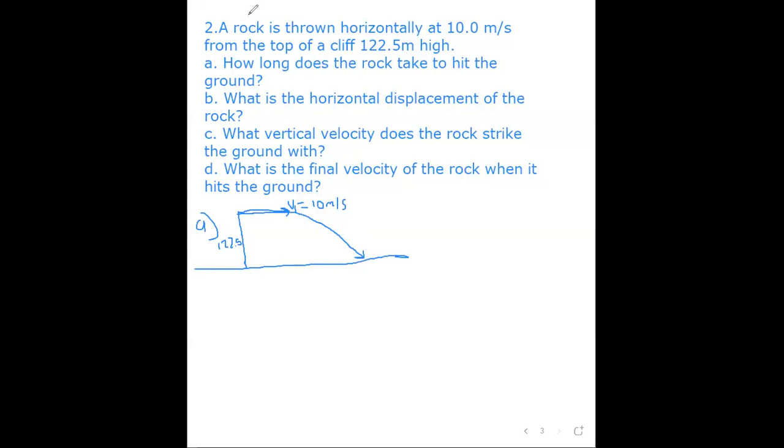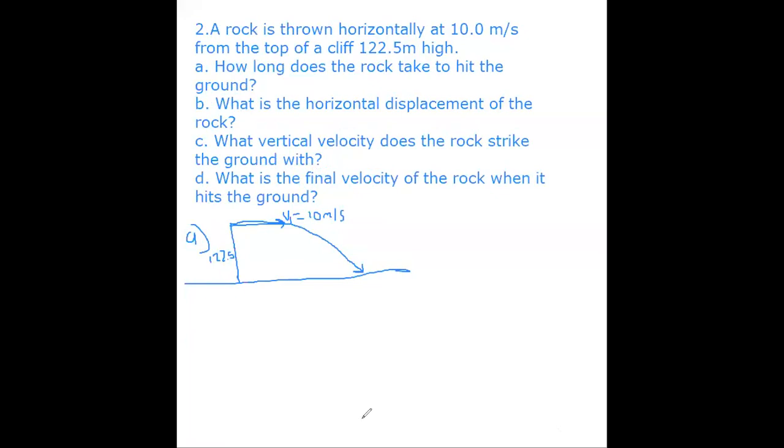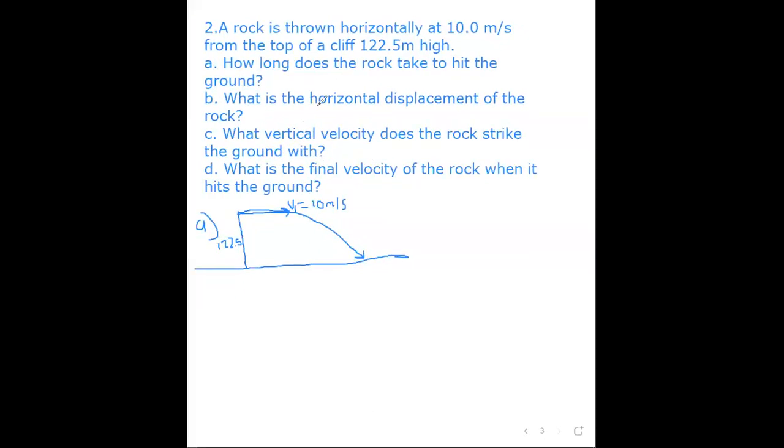Part A says, how long does the rock take to hit the ground? I'll give you guys 5 minutes to try and get an answer for A, B, C, and D. And then like yesterday, just send me a chat and I'll note it down. So we'll connect back around 1:28.